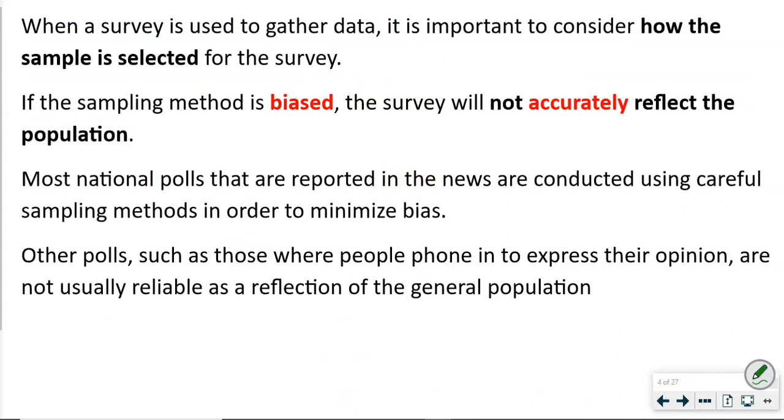So here's the notes for today. When a survey is used to gather data, it is important to consider how the sample is selected for the survey. So if the sampling method's biased, the survey will not accurately reflect the population. So you guys have read, those are your blanks in your notes, okay? So most national polls that are reported in the news are conducted using careful sampling methods in order to minimize the bias. Other polls, such as those where people phone in to express their opinion, are not usually reliable as a reflection of the general population. So if you guys need to pause the video here to write down the words, go ahead.